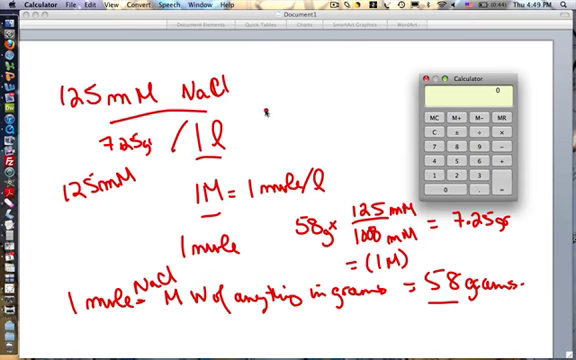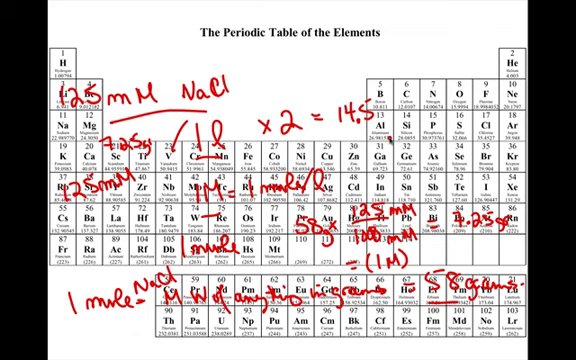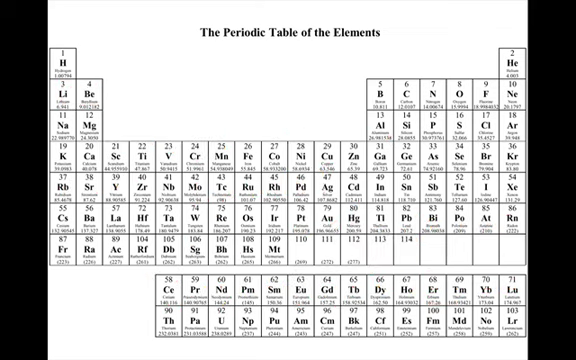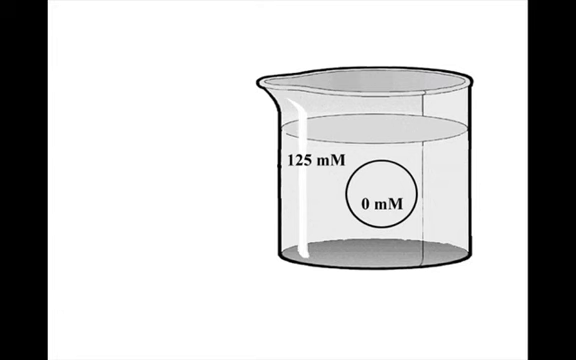Let's say if we were asked this question and we were first asked, oh, we need 2 liters. Well, we calculate how much we need for 1 liter, and then we just multiply it times the volume we really need. Okay, so we're going to do that. Let's say we made 2 liters, so 2 times 7.25 is 14.5. So let's say that we go back to our beaker and we dissolve 14.5 grams up to 2 liters, and we get a solution of 125 millimolar.